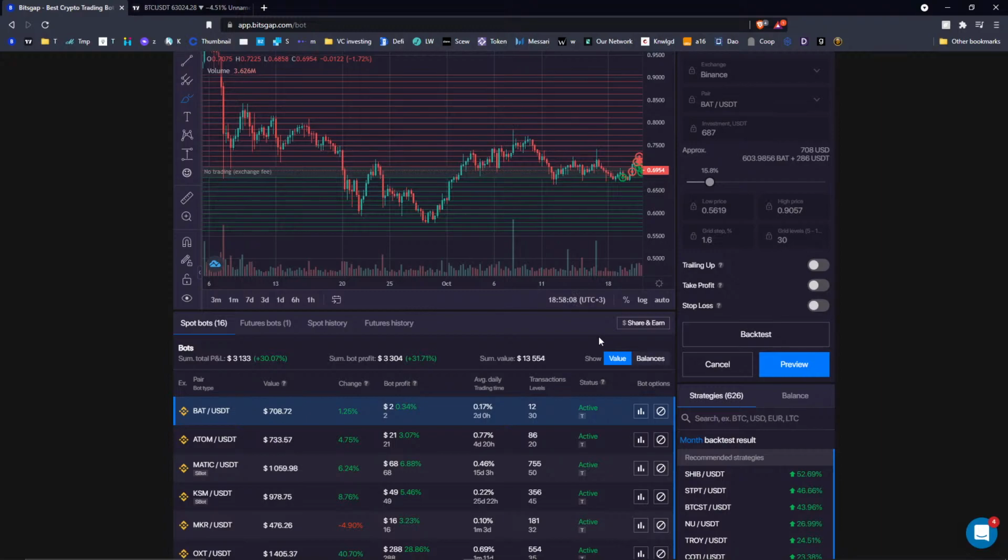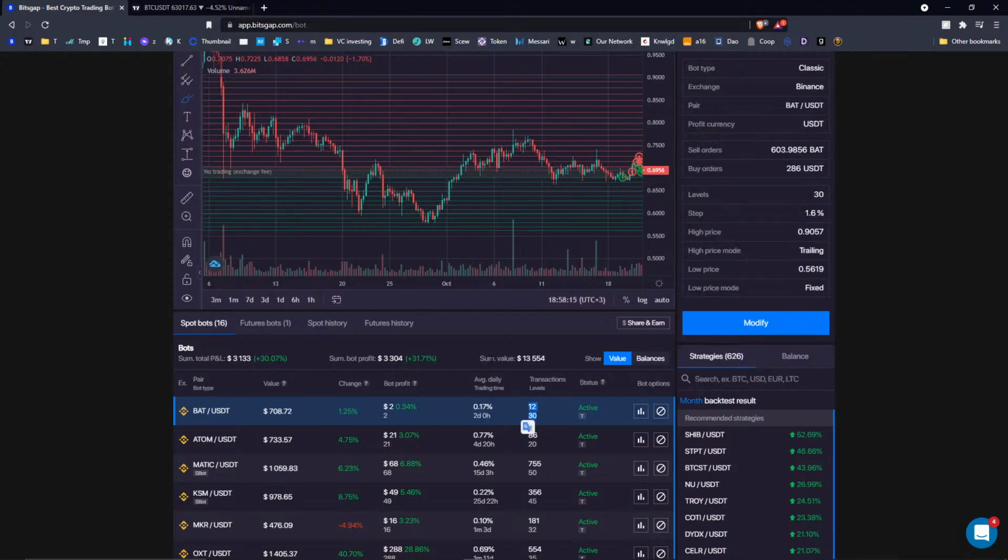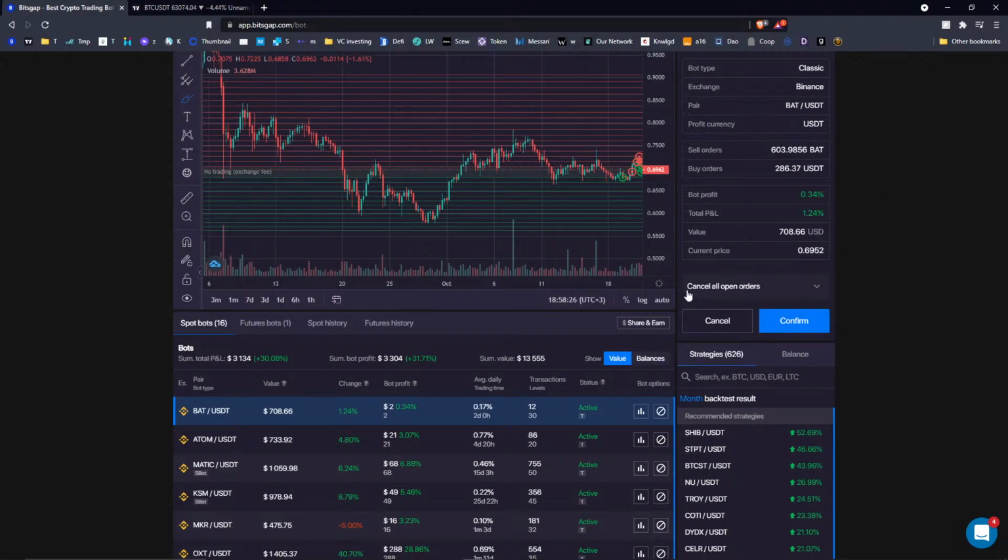So in order to avoid this confusion, if you want to change settings like grid step, the amount of grid steps, and maybe the total allocation, it's just through this button. Close the bot, cancel all open orders, and then you open a new one with new settings and you're ready to go again. All right, so this is how it works as of now, to answer your question.